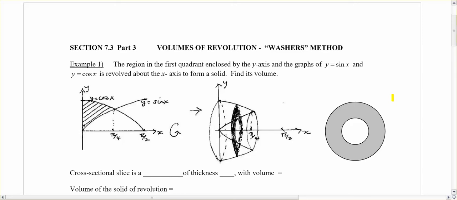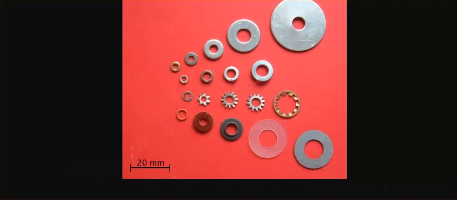Term 3, Part 2, Volumes of Revolution, using something called the washers method. If you don't already know what a washer is, washers are used in plumbing, electrical, and so on. This is the Wikipedia page on washers, has this nice picture of washers.